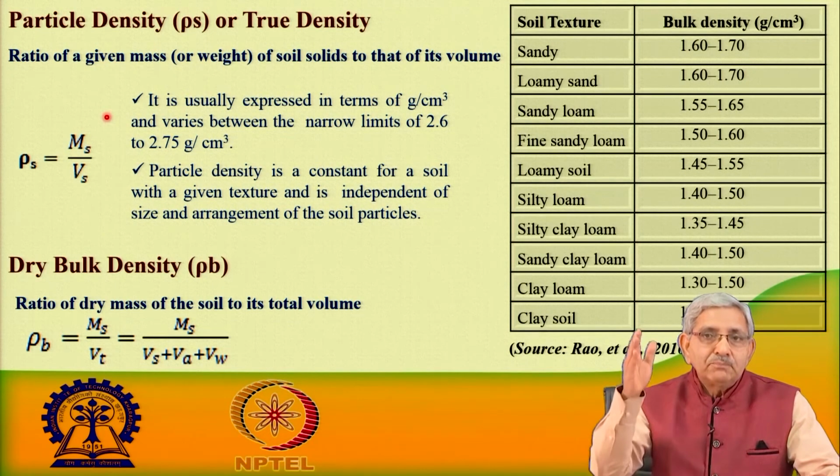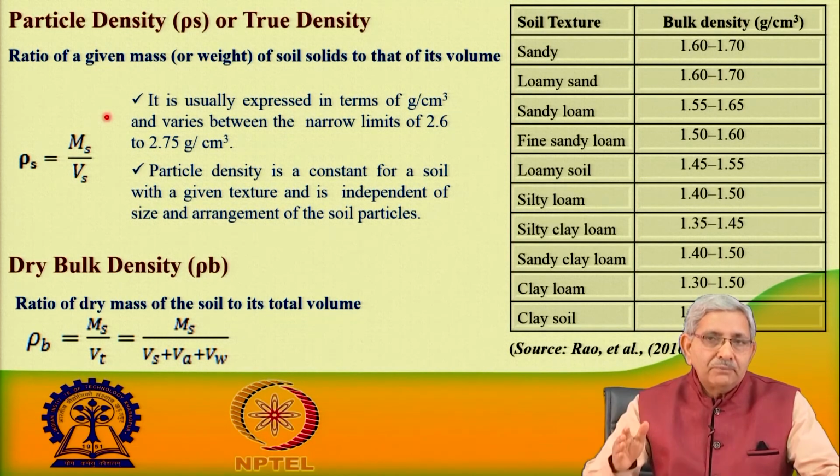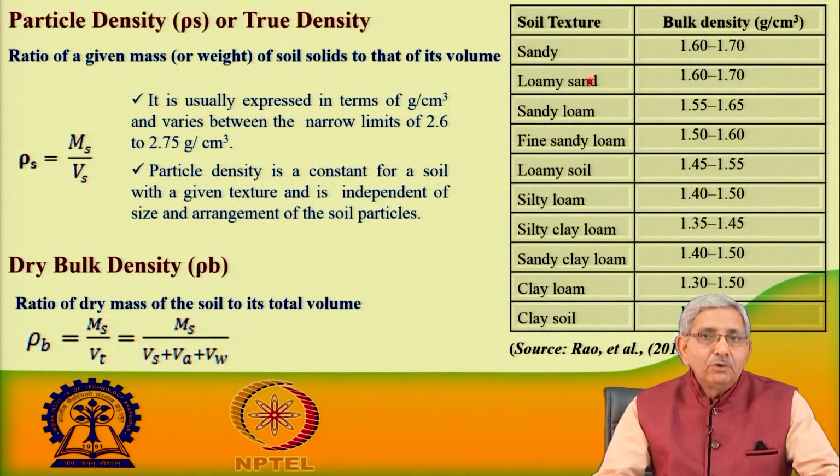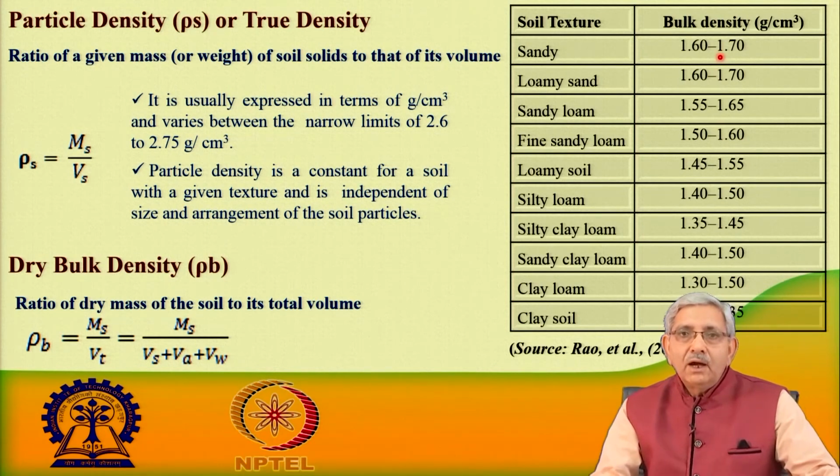Okay. I gave you three terms: volume of solid, volume of air, volume of water. This is the volume of solid, and then dry bulk density is the mass of solid divided by total volume. Total volume is nothing but volume of solid plus volume of air plus volume of water. Now, these are the dry bulk density values for different soil textures. Just now I told you about sandy soil and loamy soil. For different soil textures, you may see that these values are available.